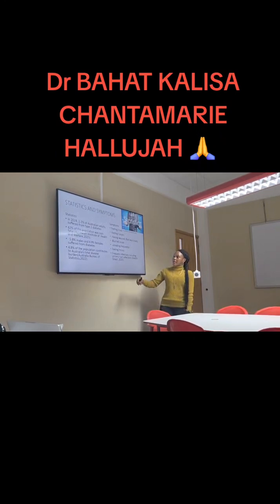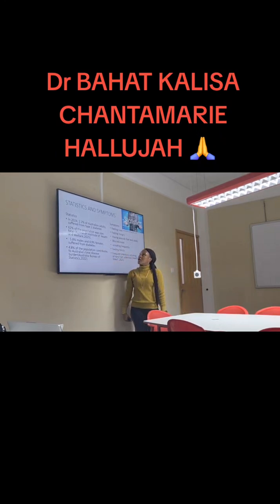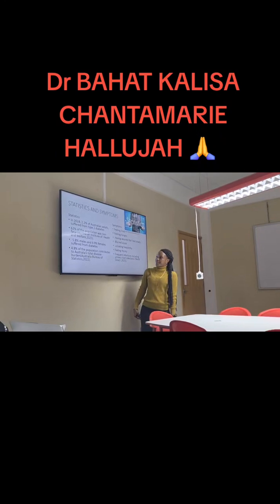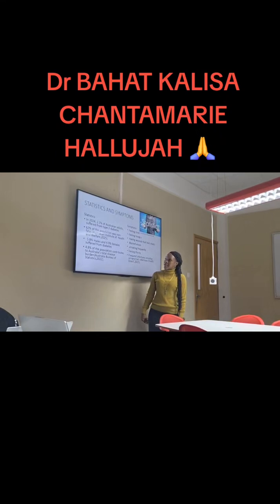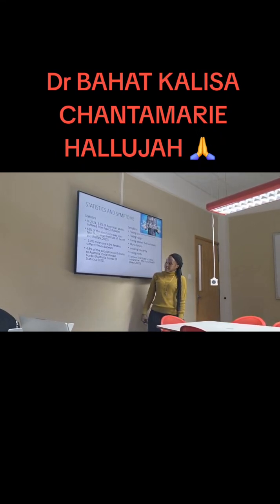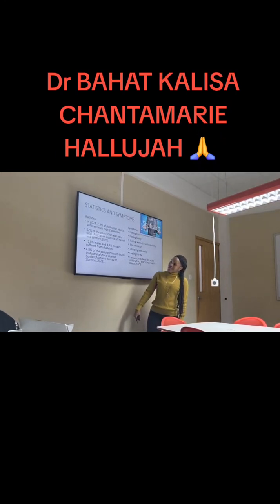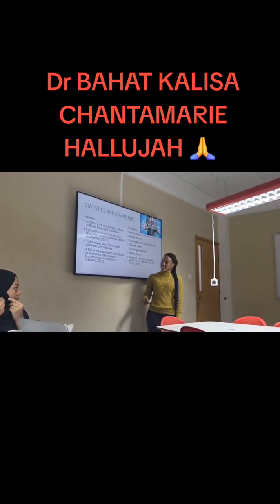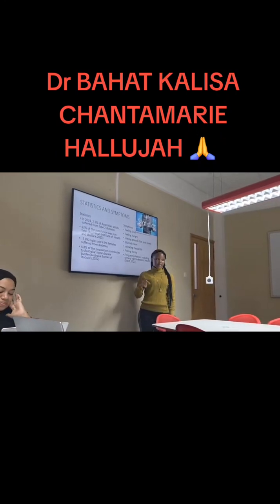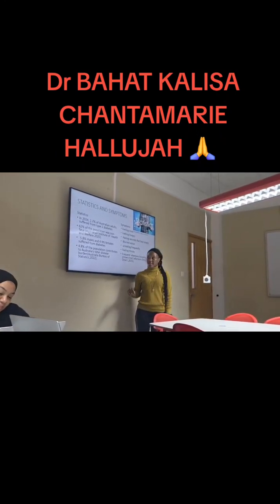Here are the statistics of type 2 diabetes. In 2024, 2.2% of Australian adults suffered from type 2 diabetes. 62% of the population was non-fatal. Non-fatal means they didn't die. 62% suffered from type 2 diabetes, but they didn't die.